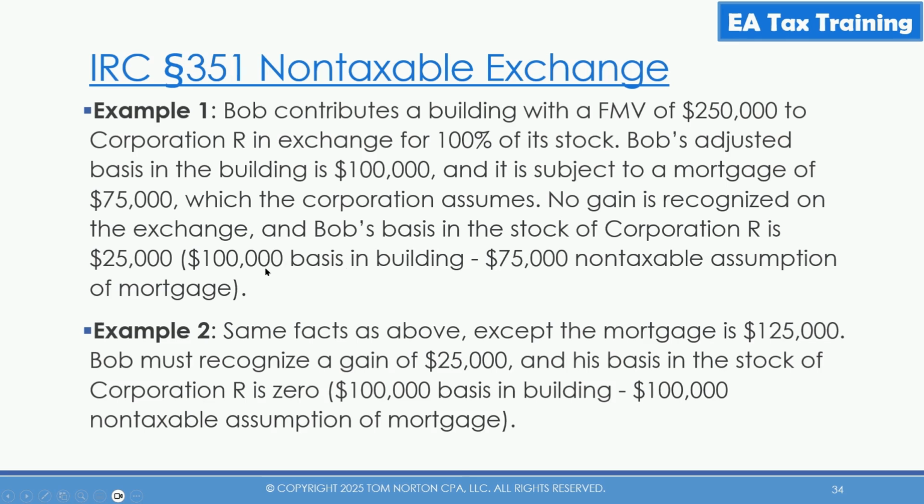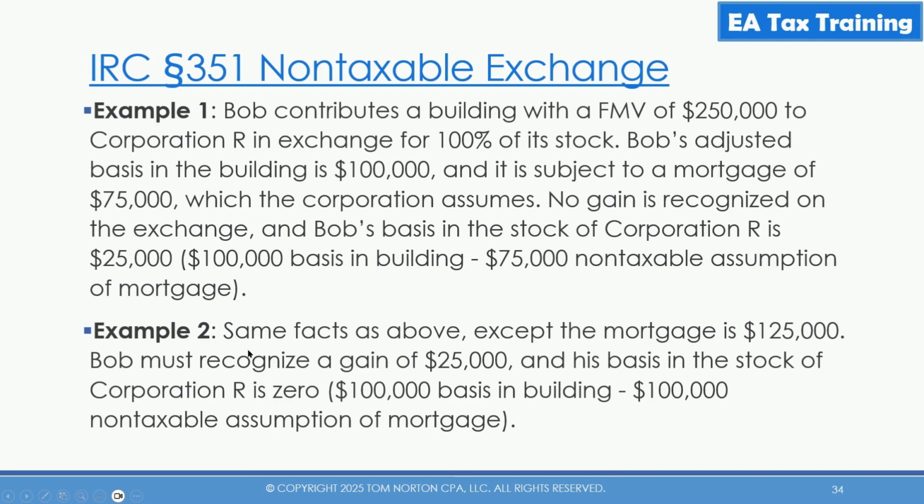So he had an adjusted basis in the building of $100,000. If the corporation was not assuming any mortgage, his adjusted basis in the stock would be $100,000. But since they did assume the $75,000 mortgage, you have to subtract that. And so now his basis is only $25,000.